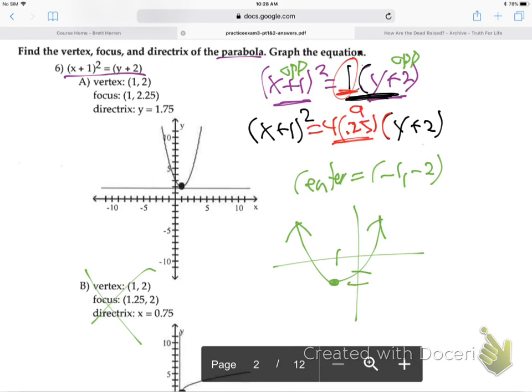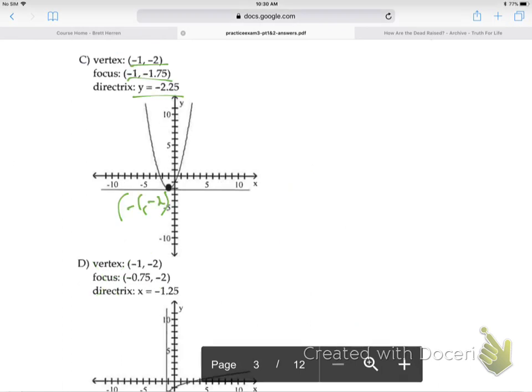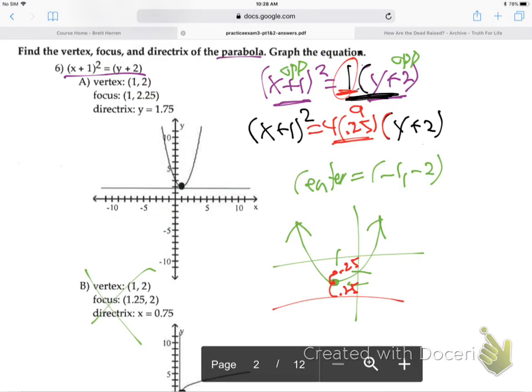So A is 0.25, which is how far from the center up to the focus. It's 0.25 up. And the directrix line is 0.25 back. Is that what C has? Absolutely. Because you see that focus is 0.25 up and the directrix is 0.25 down. Yeah, C is the right answer. We good on that? We'll move on.